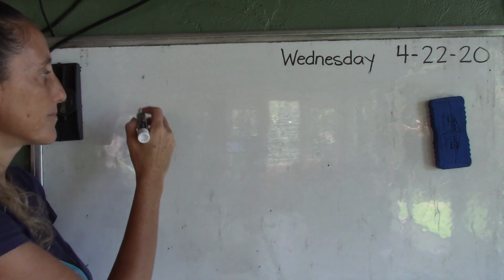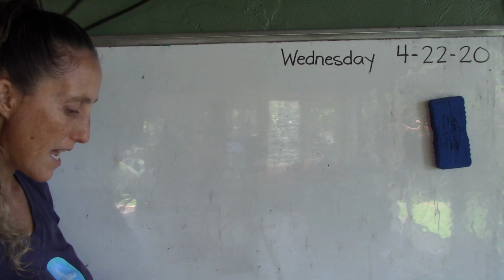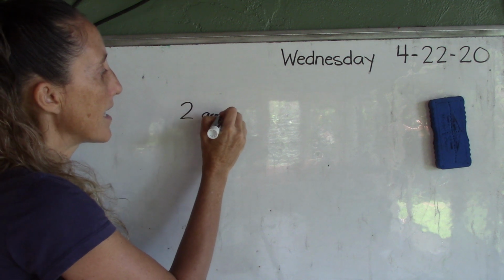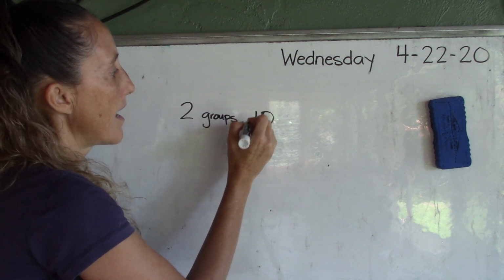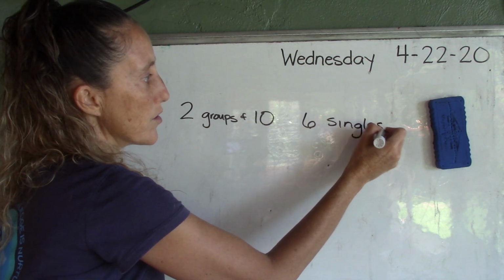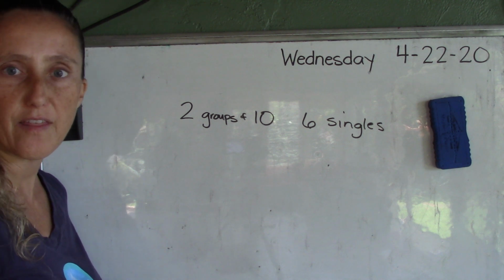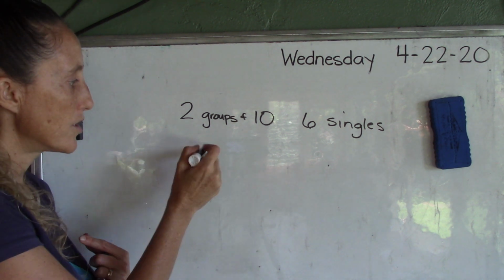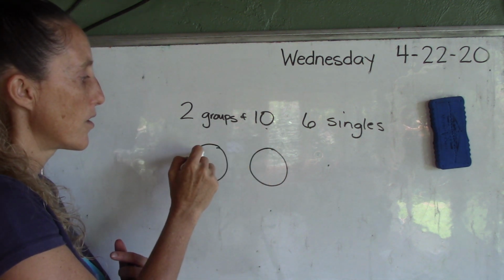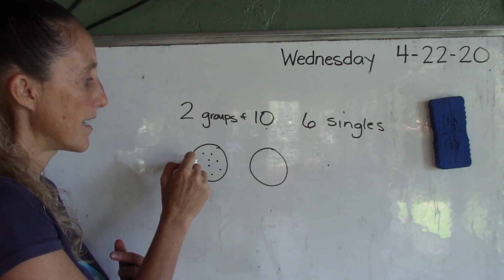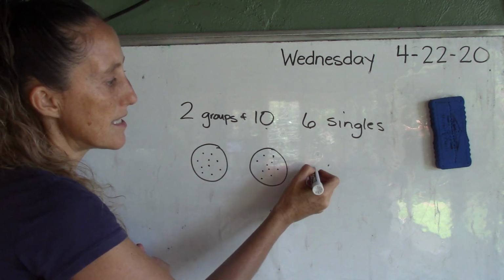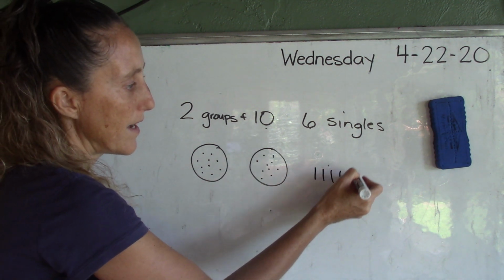All right, first graders, let's move on to yours. There were 2 groups of 10, and there were 6 singles. So how could I draw that? Well, I could do 2 groups. I like to do it like this. And each group has 10. 1, 2, 3, 4, 5, 6, 7, 8, 9, 10. 1, 2, 3, 4, 5, 6, 7, 8, 9, 10. And then there were 6 singles. 1, 2, 3, 4, 5, 6.